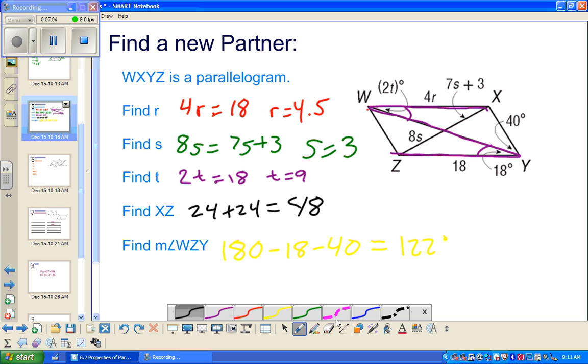And then find the measure of angle WZY. Well, that's this entire angle here. And you know that this angle plus this angle needs to equal 180. So 180 minus 18 degrees minus 40 degrees will give you WZY.